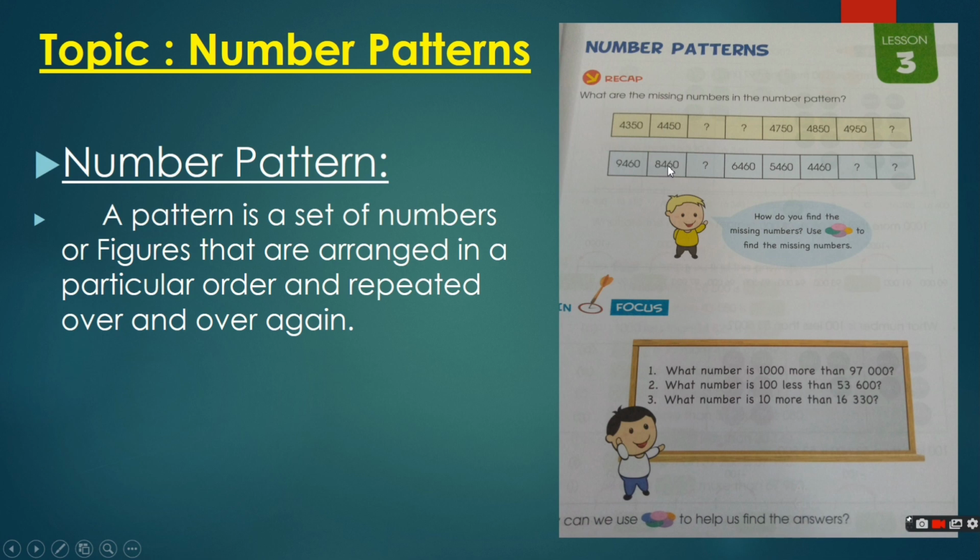Now the other one is 9,460, 8,460. Here the thousands place value is getting changed and it's decreasing order, because the first one is 9 and the other one is 8. So it means it's decreasing. First is 9,460, then 8,460, and the next one will be 7,460. And see, the next one is 6,460, 5,460, 4,460. The next one will be 3,460, and the last one will be 2,460.